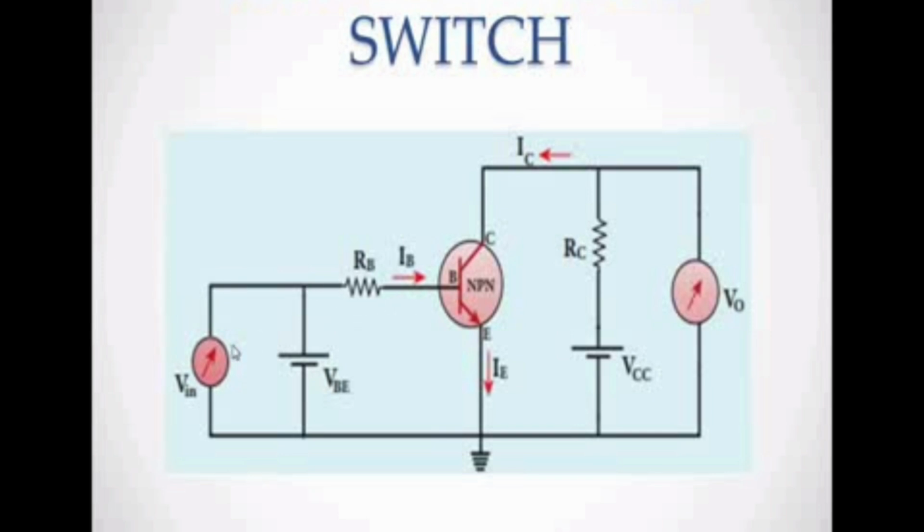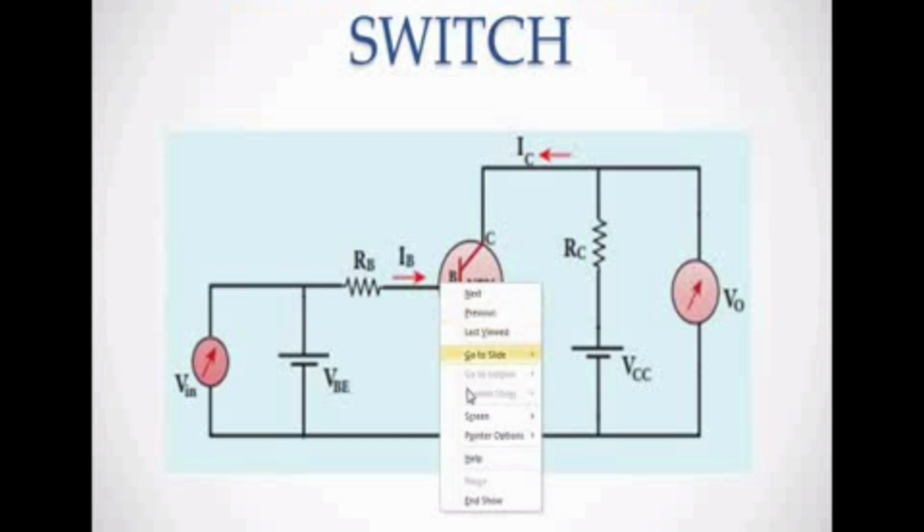Applying a high value at the input, you will get a low value at the output. So it is called the on state. The on state means it is the reciprocal. Likewise, when we give a low voltage, the condition is the off state. So it is called the off state.